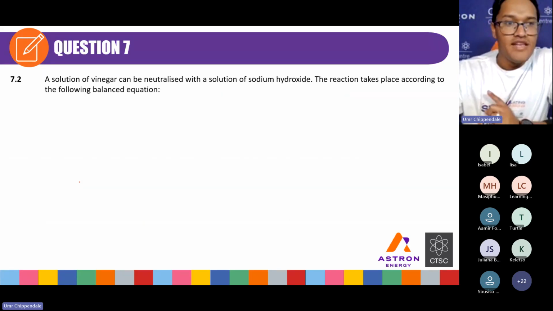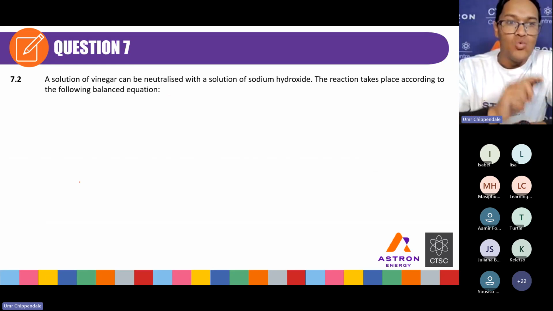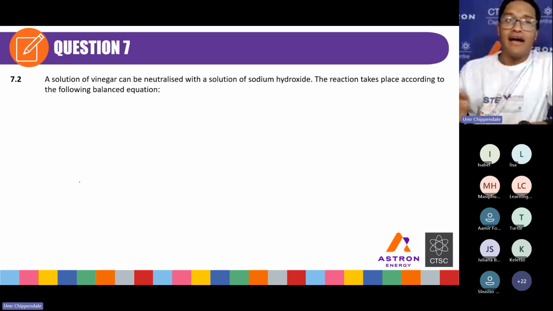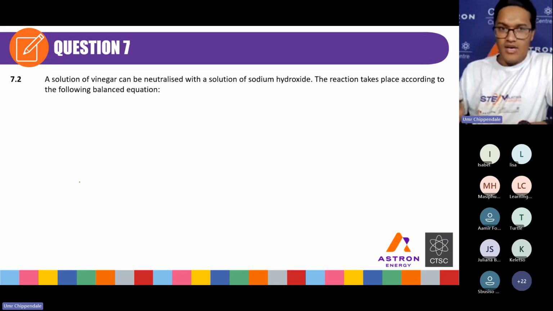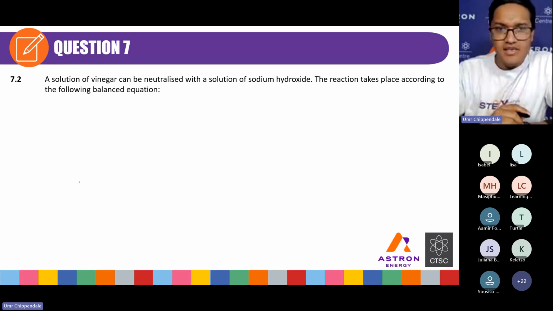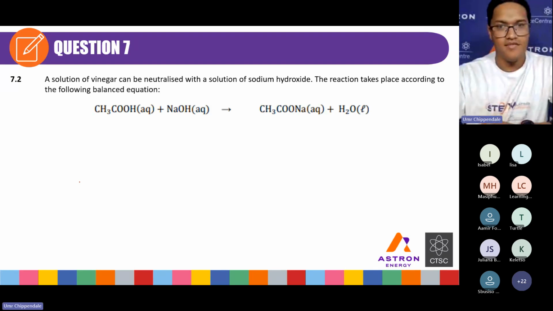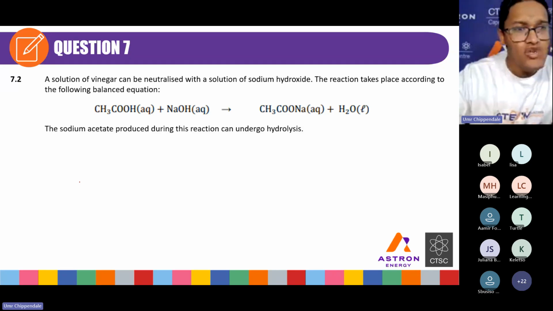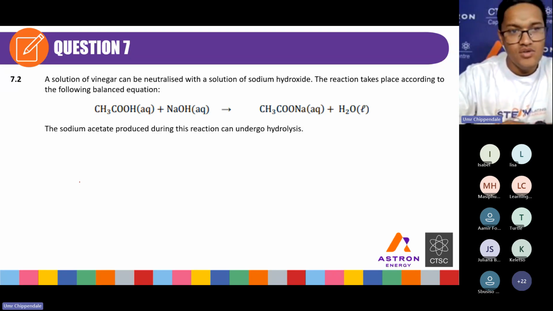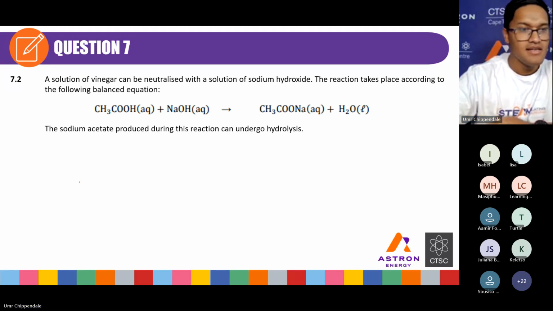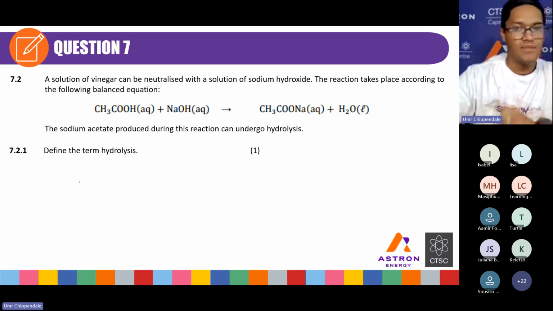A solution of vinegar can be neutralized with a solution of sodium hydroxide. Remember, that's NaOH. The reaction takes place according to the following balanced equation. It's given over here. The sodium acetate produced during this reaction can undergo hydrolysis. 7.2.1. Define the term hydrolysis. And this is going to be worth 1 mark.